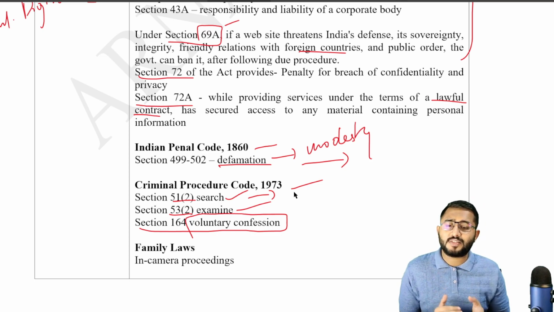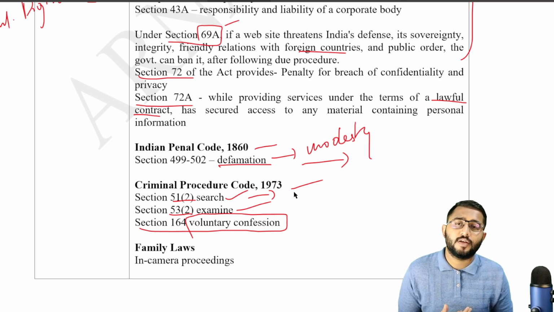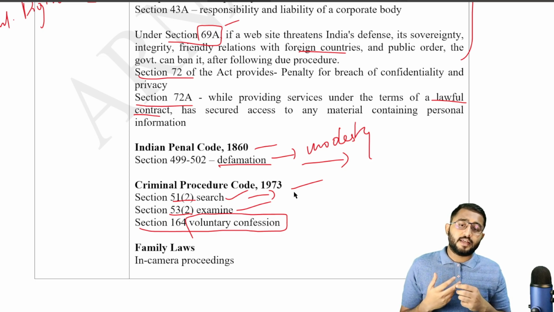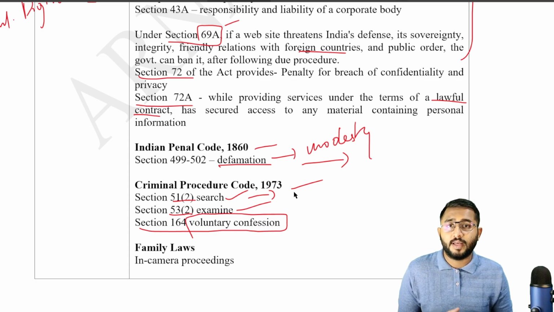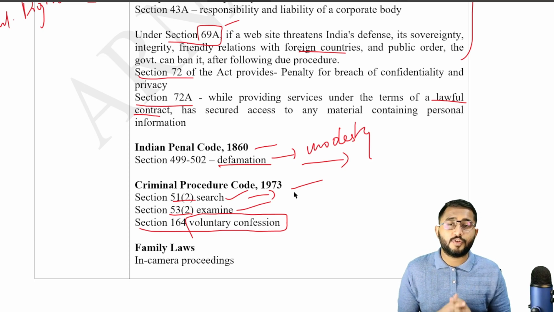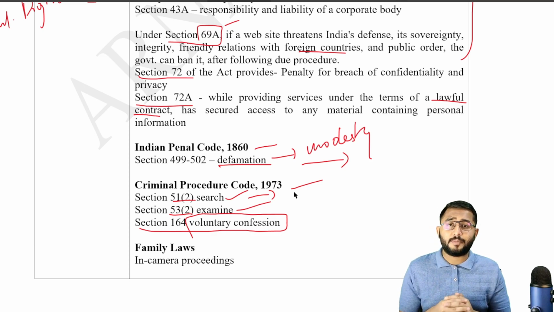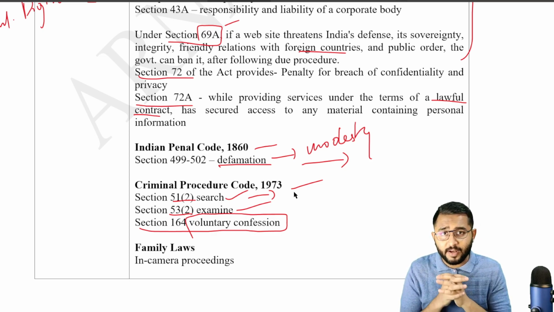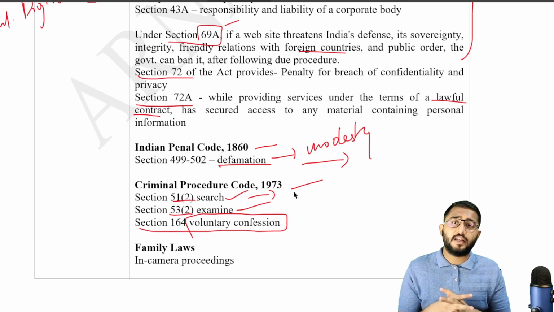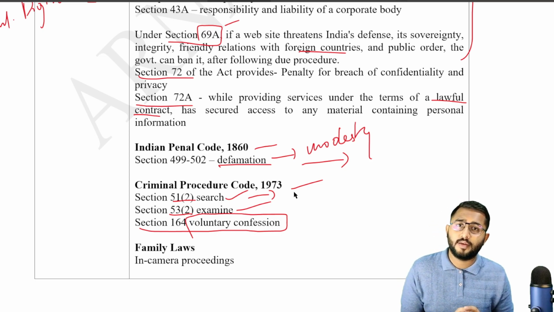So Section 164 talks about voluntary confession. It says that especially in cases of sexual assault, a victim can go to a magistrate and get her statement recorded, which will be taken as evidence, right? And this recorded statement has to be kept private and cannot be disclosed unless the whole case is over.